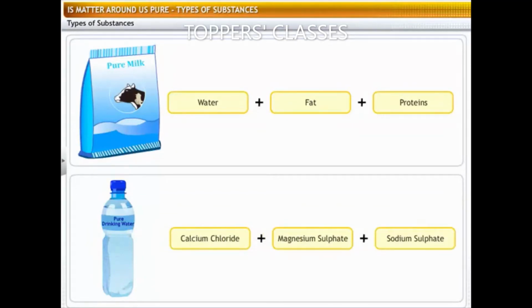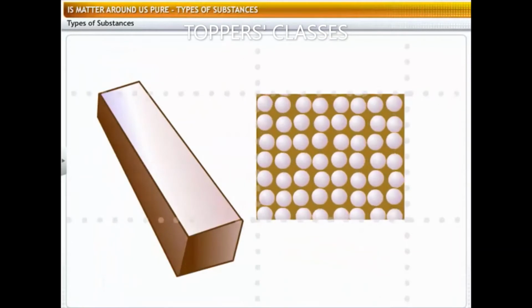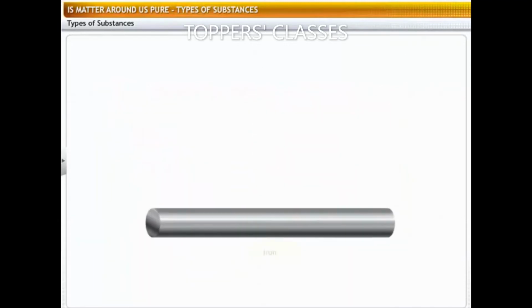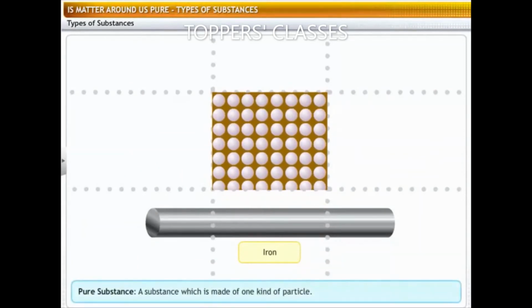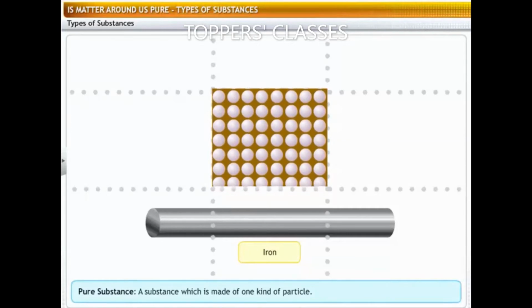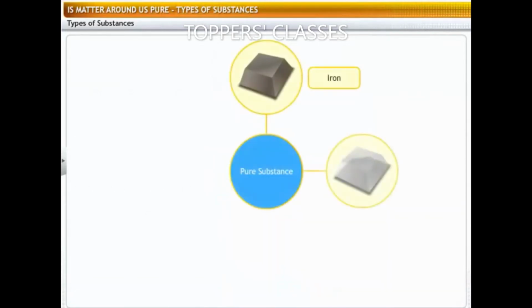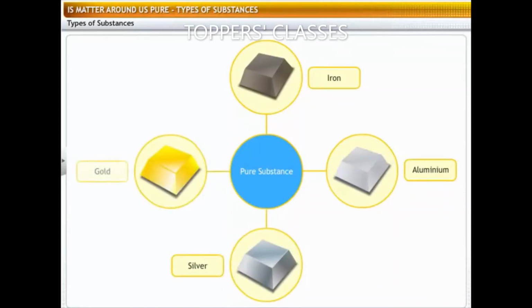If it were really pure water, in the scientific meaning of the word, it should contain only water molecules. For a chemist, the purity of a substance means the substance is made up of only one type of a particle. The particles may be atoms or molecules. For example, the element iron is made of only one kind of a particle called iron atoms. So iron is a pure substance. From this, we can define a pure substance as a substance which is made of only one kind of a particle. For example, iron, aluminium, silver, and gold.